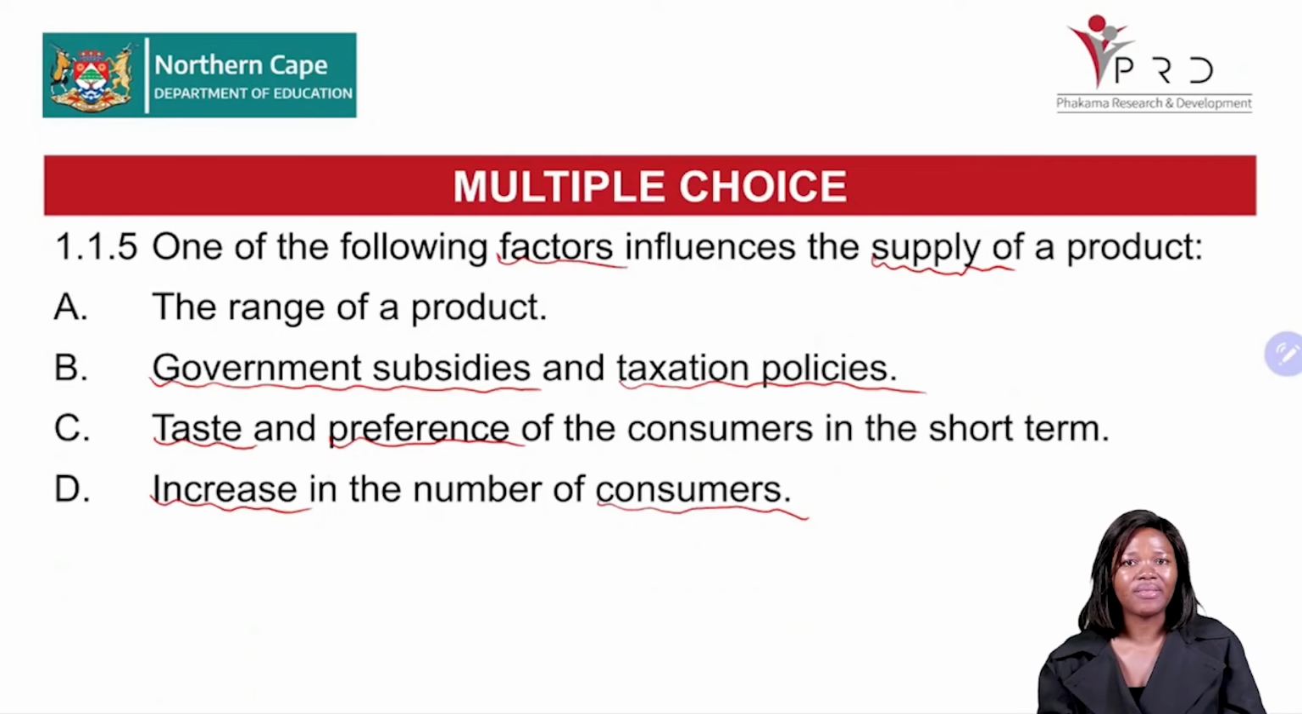And then let us answer this one together. What is the answer? Now, the answer will be B. Now, why B? Because there are legislations. Why B? Because it is the government that controls the economy, that controls the tax.